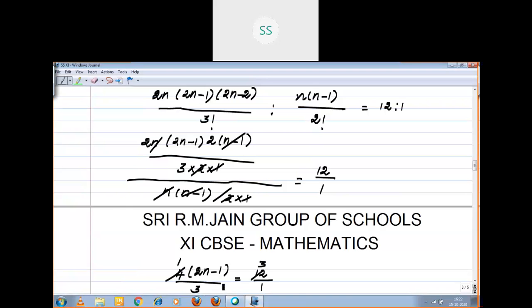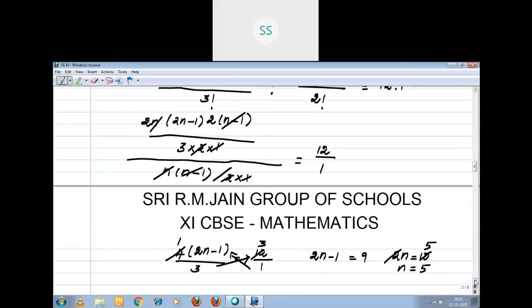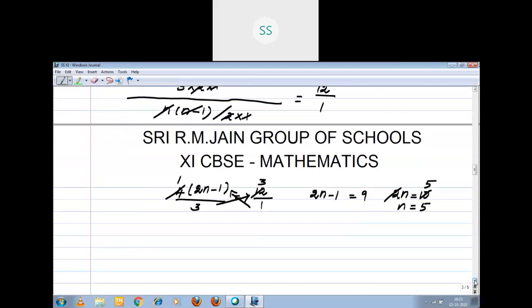Then you cross multiply. You will get 2n minus 1 equal to 9, 2n equal to 10, n equal to 5. Have you all understood children? Say yes or no. n equal to 5. The second subdivision, the second subdivision also the same.